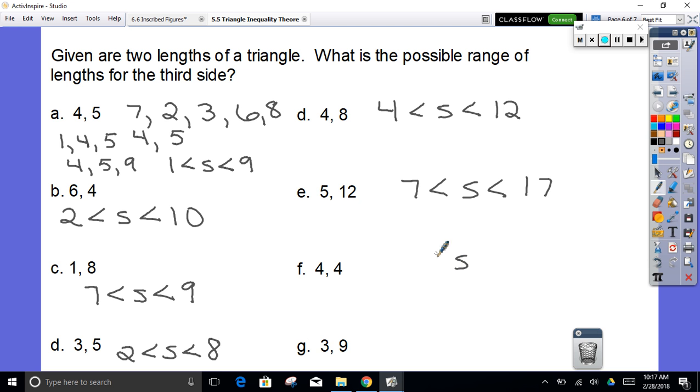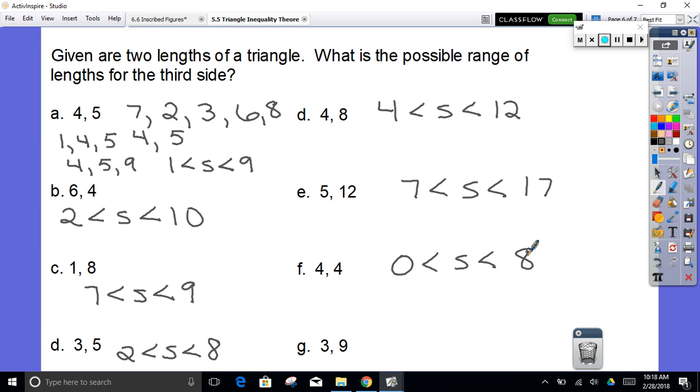All right, Savannah, letter F. What does F, the third side, have to be greater than? It would be 0. It has to be greater than 0. So it can be anything, as long as it's bigger than 0. So it could be like 0.000005, and you could make a really skinny triangle. What does it have to be less than, Jordan? 8.